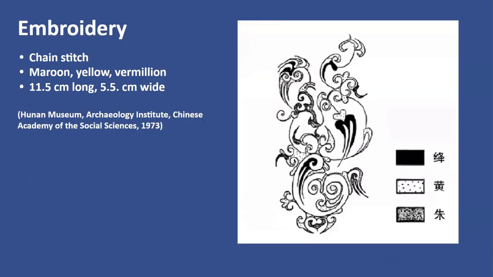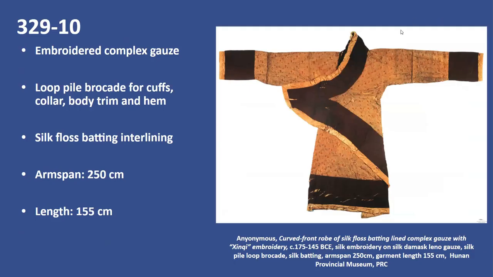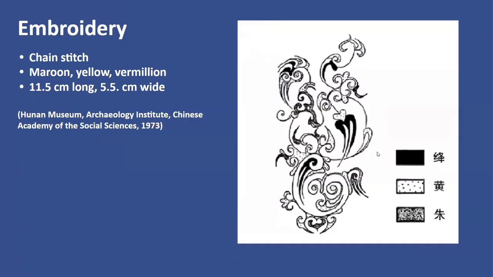This is an embroidery motif for 3 to 9, 10. Again, this is a line drawing from the 1973 report that Zhang Ling used in her paper, so this is reproduced from Zhang Ling's 2016 paper. The three colors from top to bottom here are maroon, yellow, vermilion, as in vermilion red. And this pattern is embroidered all over the surface, the upper fabric of robe 3 to 9, 10. So, see that? That is this.